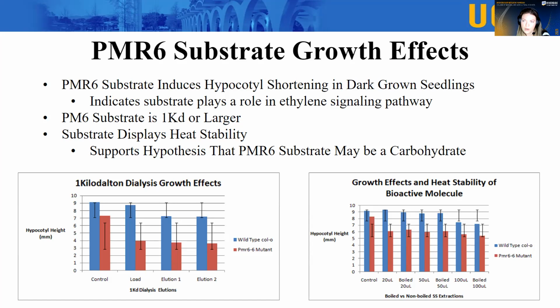What we did is we boiled the substrate and then applied it to plants, and we saw the same results: the substrate still induces hypocotyl shortening even after it's boiled. This indicates that it is a carbohydrate that we are observing, not a protein, because protein would be denatured by high temperatures and the hypocotyl retardation would not be observed after boiling. So this supports our hypothesis that the Pmr6 substrate is a carbohydrate.